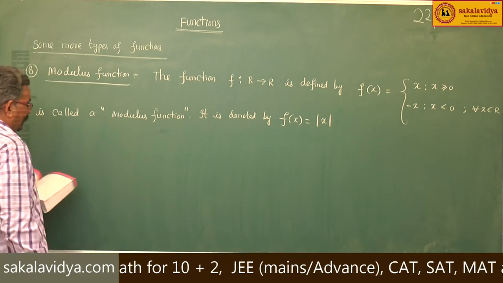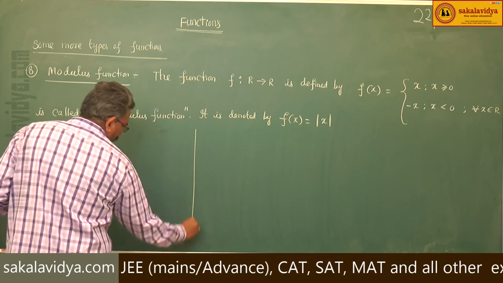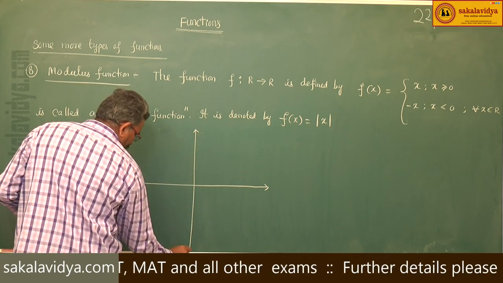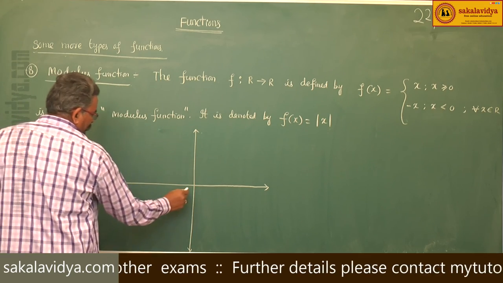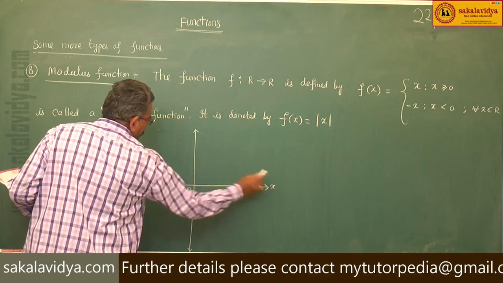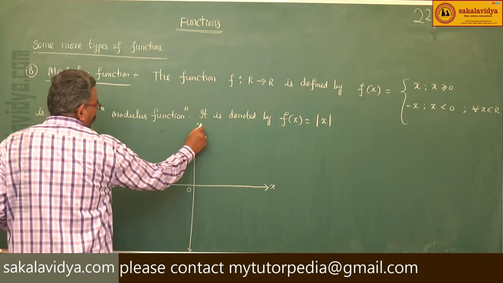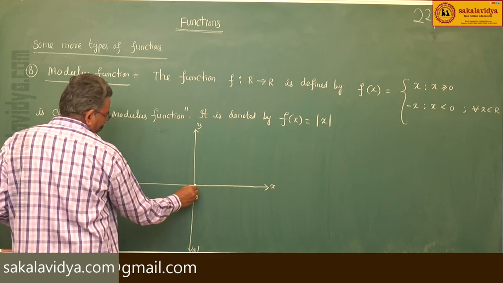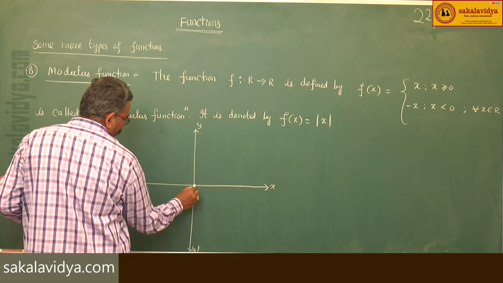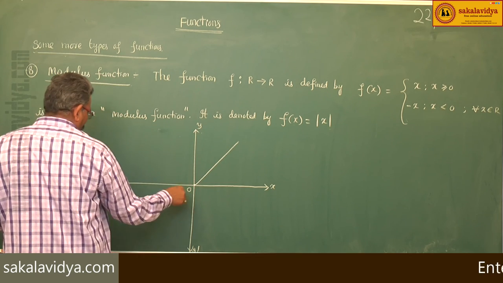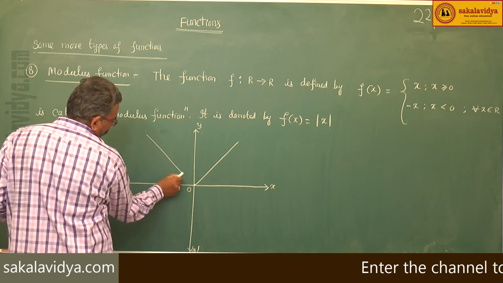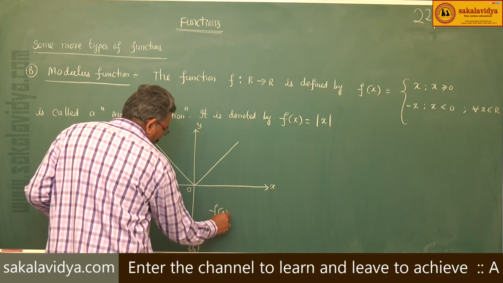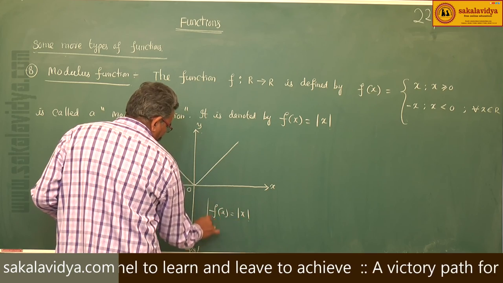Now, graph. Let us draw the graph. X dash, y dash. So mod 0 is 0. For all positive values, you get positive. For all negative values also, you get positive, like this. This is f of x is equal to mod x graph.